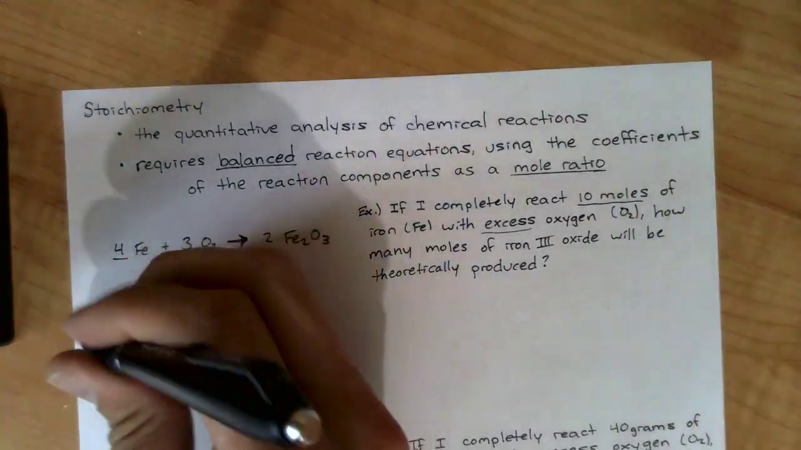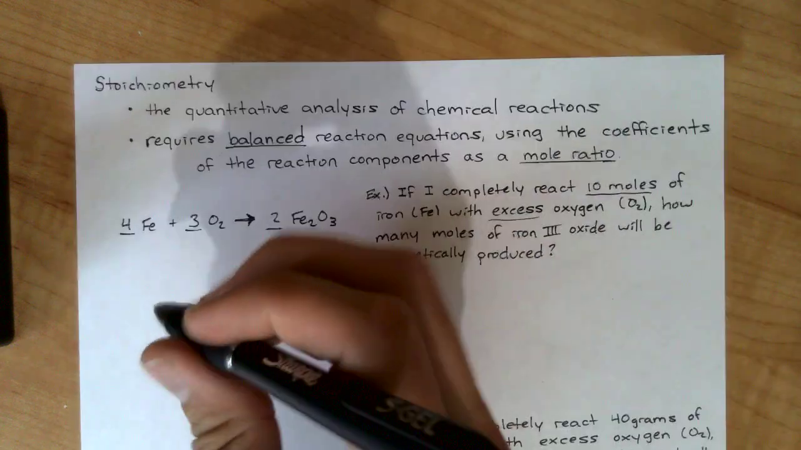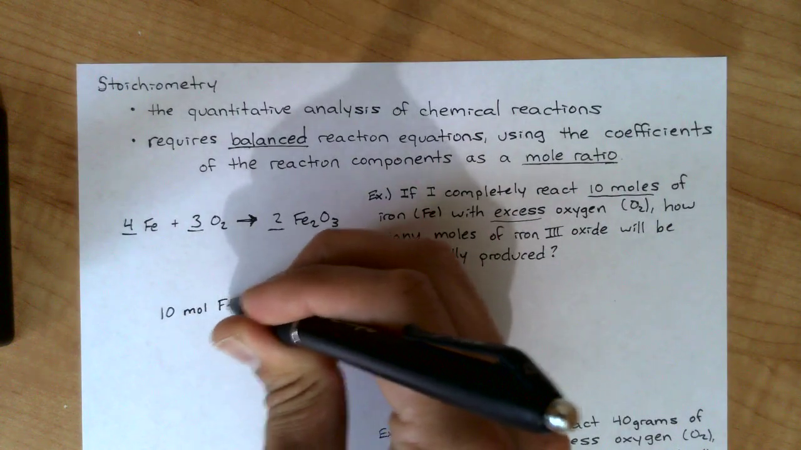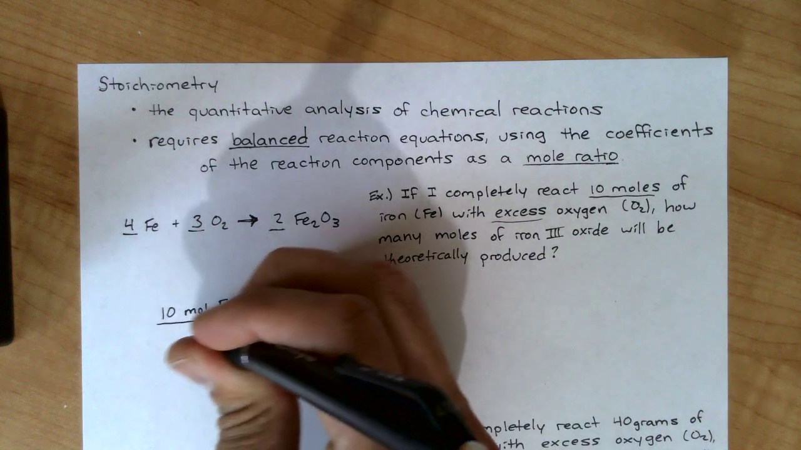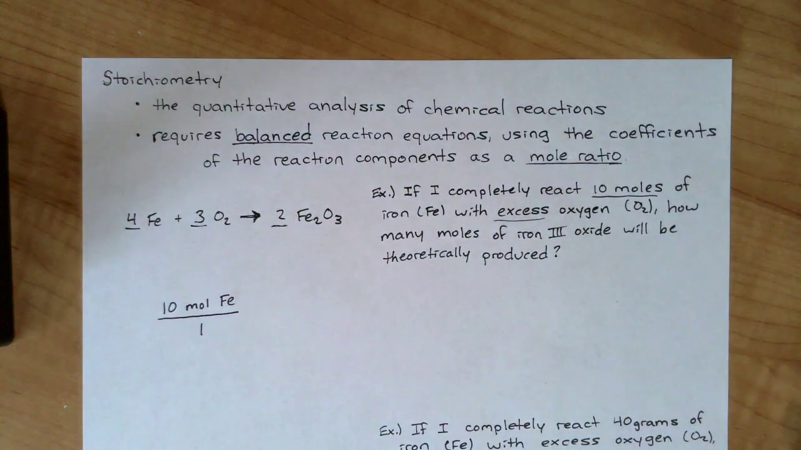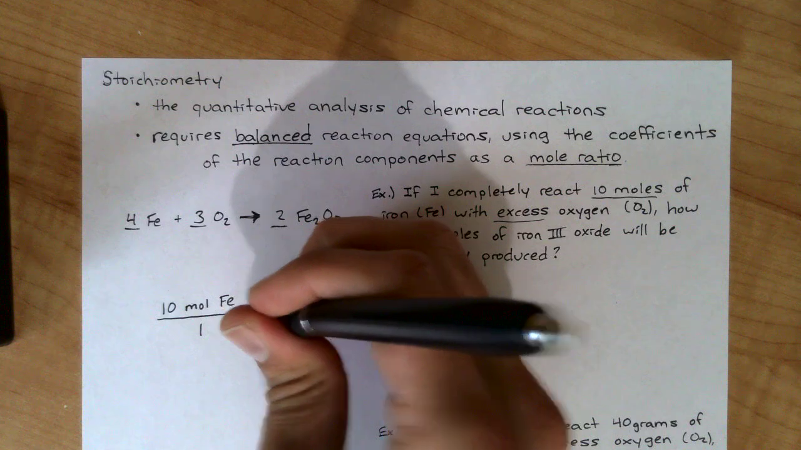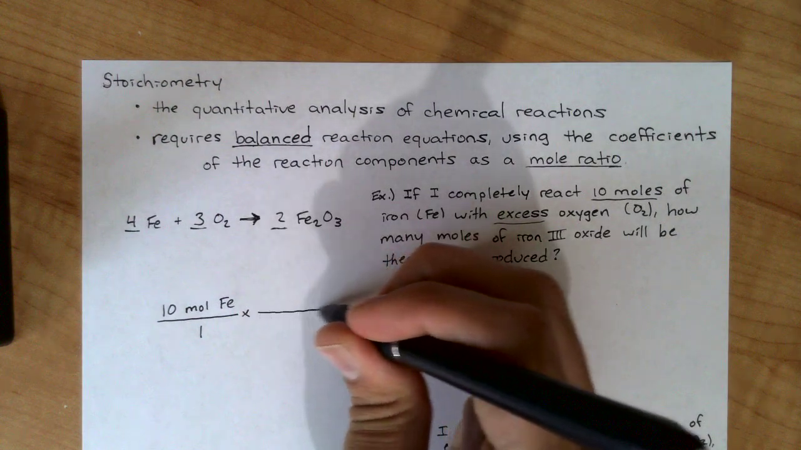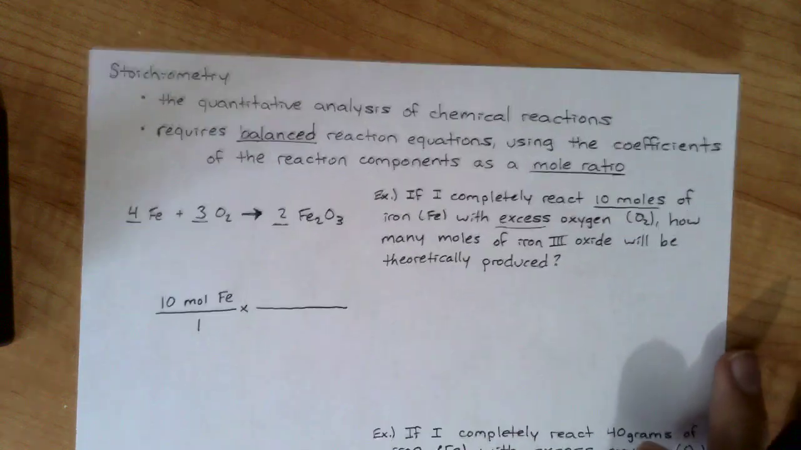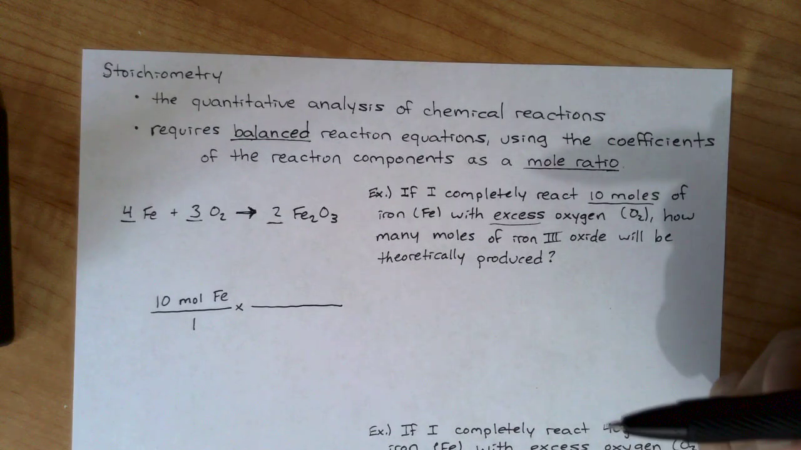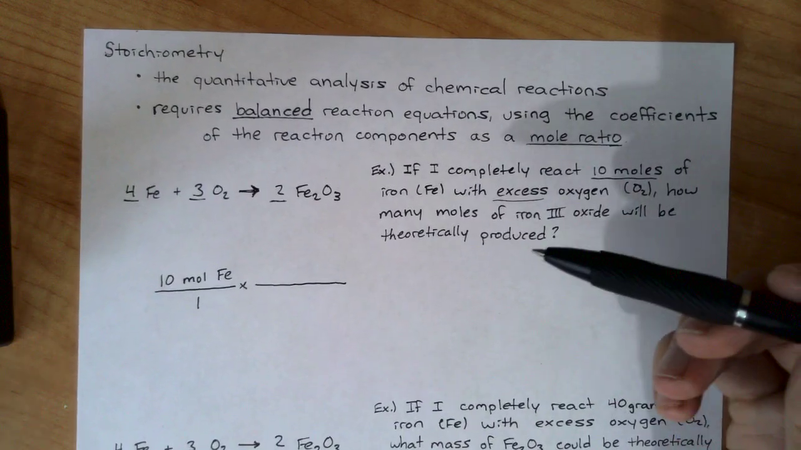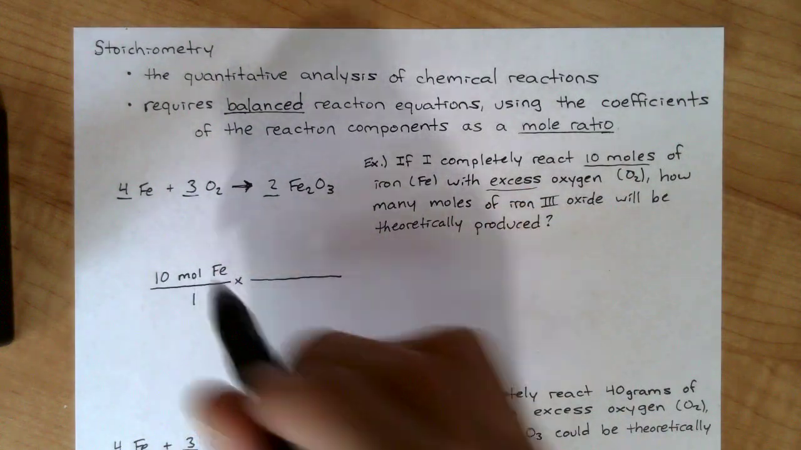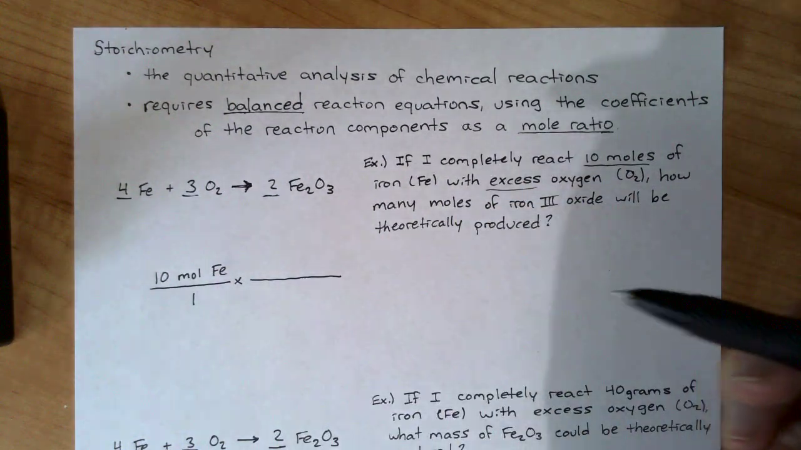First thing you want to do is start with what you're given, right? So I have 10 moles of iron, and I'm going to put that as a fraction over 1. Okay. Now, something you want to be aware of here. I'm going to multiply this by what we call a conversion factor, right? Just like we did with dimensional analysis before, we're going to try and cancel out units of moles of iron, and get units that we are looking for.